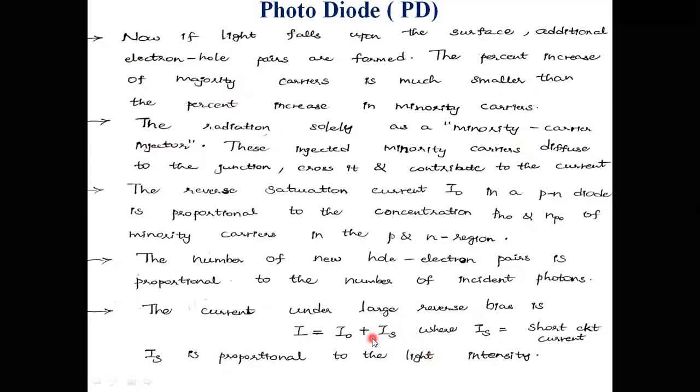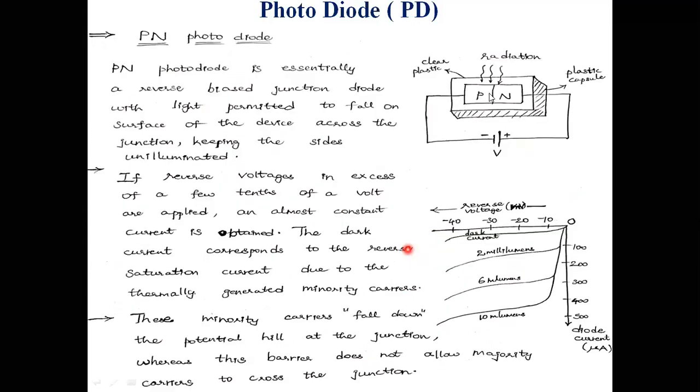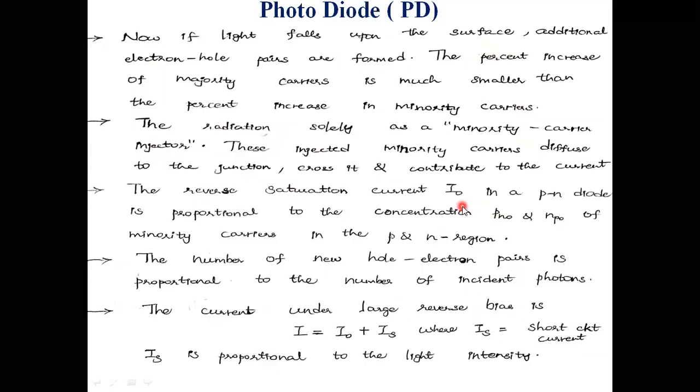I am going to give it as a short circuit current, or the maximum amount of current, that is proportional to the light intensity applied. That maximum amount of current is IS, which is directly proportional to the light intensity radiation here. And therefore I is equal to I naught plus IS.